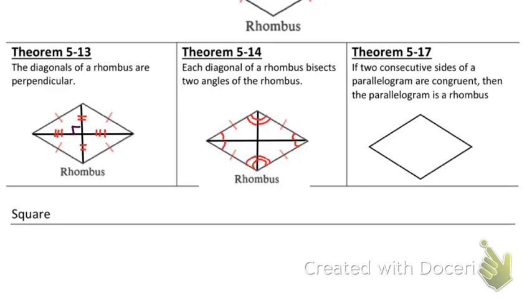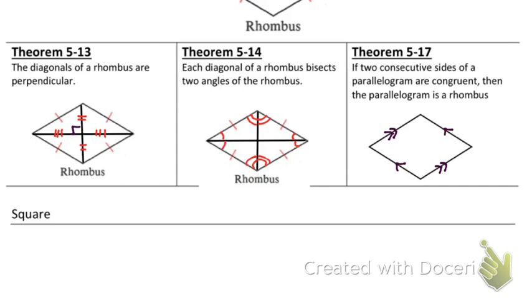All right, finally, theorem 5.17. If 2 consecutive sides of a parallelogram are congruent, then the parallelogram is a rhombus. So first of all, it must be a parallelogram, so you have to put your parallel lines. And then we just need 2 consecutive ones. Yeah? So this proves that it's a rhombus.